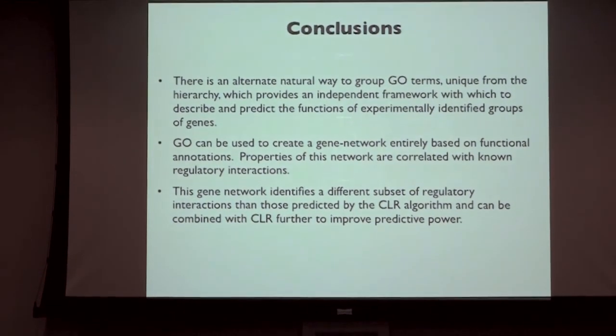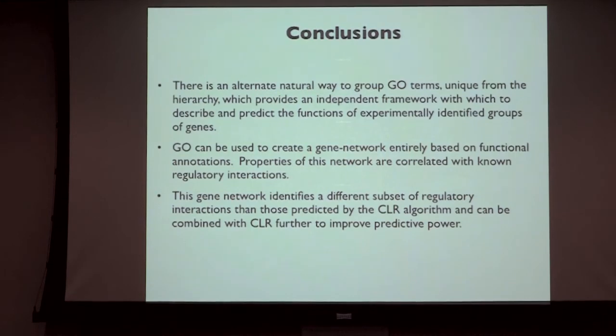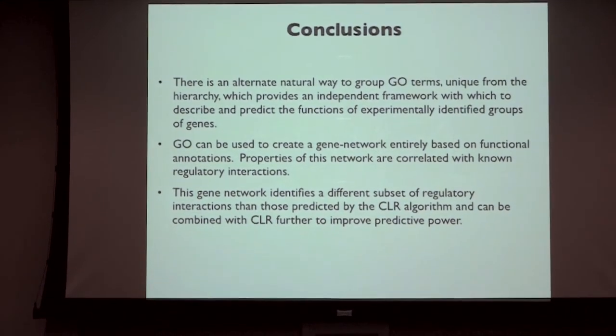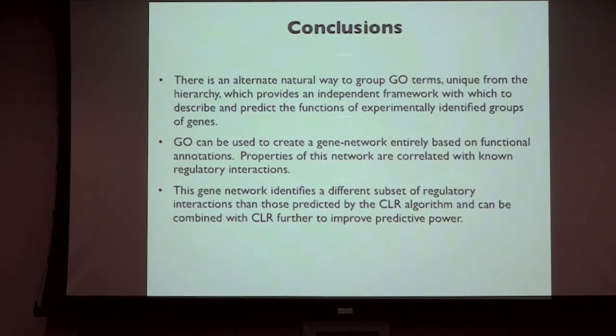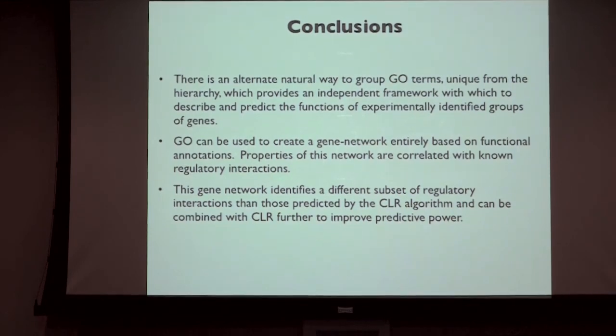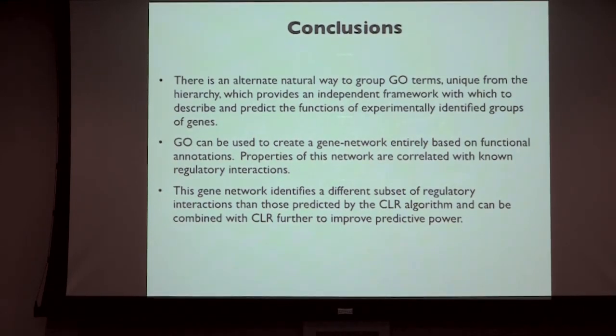And we also found that the gene ontology and annotations to the gene ontology can be used to create a gene network entirely based on functional annotations. And properties of this network are known to correlate with known regulatory interactions almost as strongly as very expensive high-throughput experiments. So this gene network identifies a different subset of regulatory interactions than those provided by the high-throughput approach, and can be combined with high-throughput approaches to further improve predictive power.